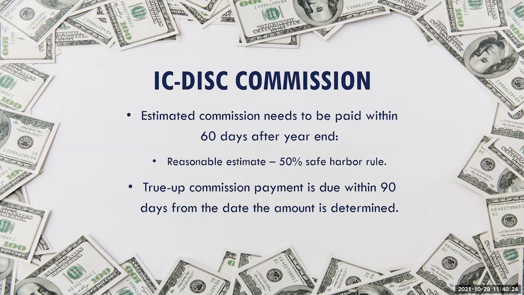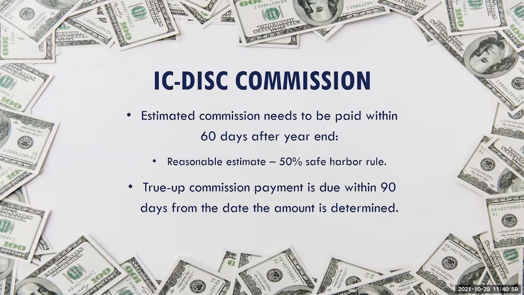So as I mentioned, the IC-DISC commission has to be calculated based on taxable income, and your taxable income isn't going to be known until after the year end comes to a close. So an estimated commission is required to be paid into the IC-DISC within 60 days after the end of the year. And there is a reasonable estimate safe harbor rule of 50%. As long as you pay them 50% of the actual commission, you would be deemed to have paid in the estimated commission, as long as that's paid within the 60-day rule.